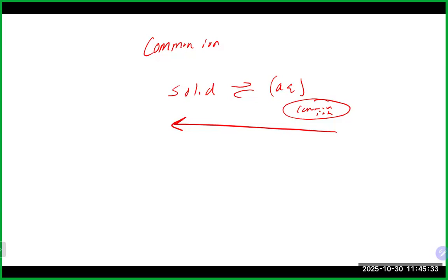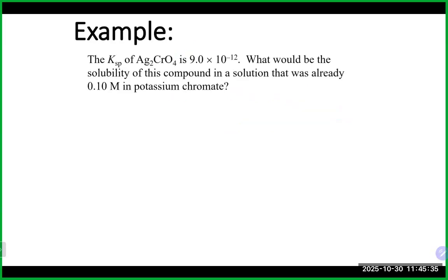So I think the next thing we got up is an example. So why don't you give it a go here? The KSP of silver chromate is 9 times 10 to the minus 12. What would be the solubility of this compound in a solution that has 0.1 molar potassium chromate? You could do molar solubility, that is fine on this one. All right, so take a few moments.